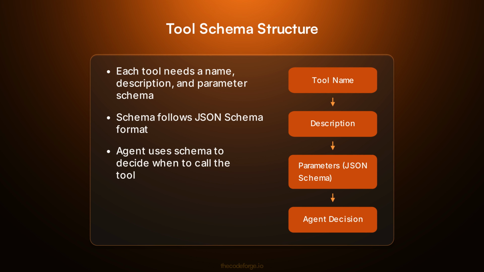Every WebMCP tool must be wrapped in a structured schema. The schema includes a unique name, a human-readable description, and a JSON schema definition for the parameters. The AI agent reads this schema to understand what the tool does and how to call it.